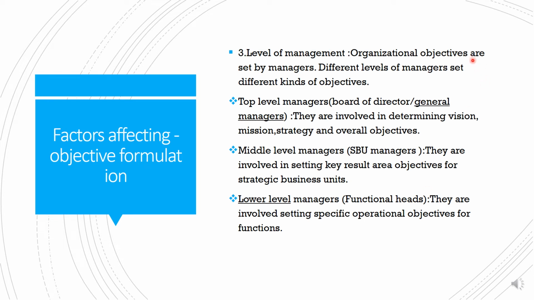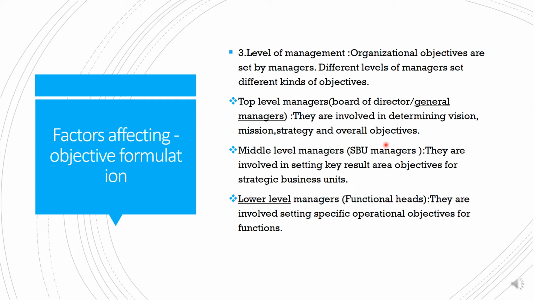Then organizational objectives are set by managers. So the level of management also determines what kind of objectives have to be set. Different levels of managers set different kinds of objectives. The top management can decide whether they would go in for a top down or bottoms up approach, whereas lower level managers cannot individually decide that they want a collaborative style of objective setting. They can express their willingness, but it is ultimately the decision of top management.